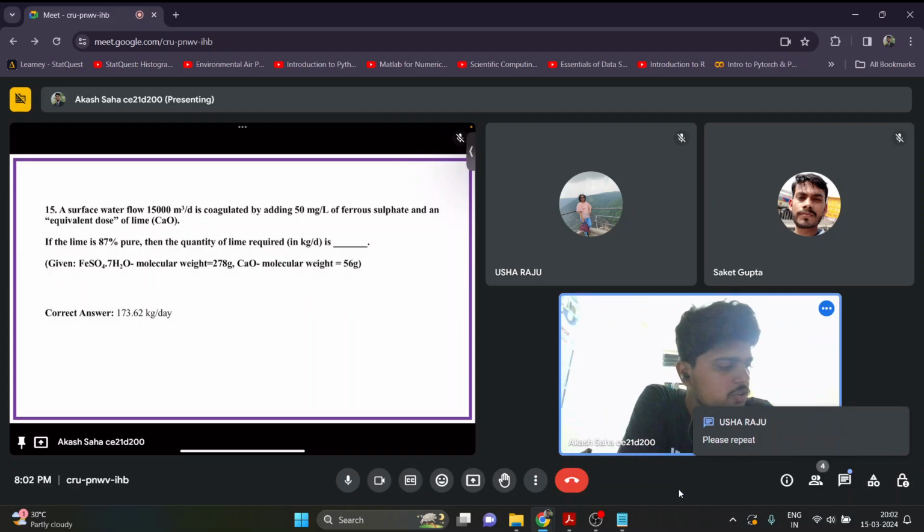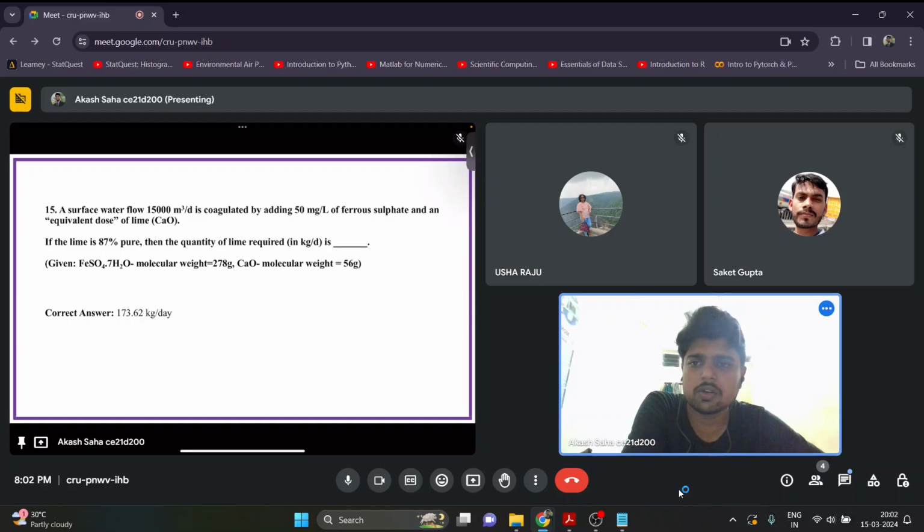Repeat. Okay, so it says that a surface water flow is there with Q equal to 15,000 meter cube per day, and we are adding 50 milligram per liter of ferrous sulfate. Since we are adding ferrous sulfate, there will be a decrease in the alkalinity. As we know, when we add any coagulant, there is a decrease in the alkalinity. So to make up for that alkalinity, we are also adding an equivalent dose of lime. So it is asking how much lime will be required if it is 87% pure.